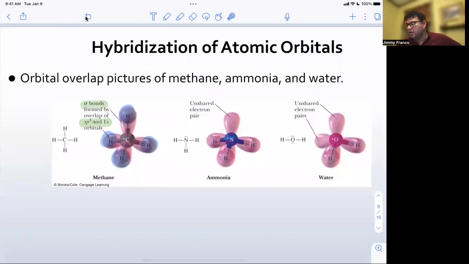So if we have water, it's half and half now. It still has the 4 sp3 hybridized orbitals, right? And they can make 2 bonds, one to a hydrogen, one to another hydrogen, and then the 2 lone pairs can sit in there. So we just want to think about what orbitals are making that bond. And so if it has 4 groups, it's going to be sp3, and then hydrogen will always be 1s.